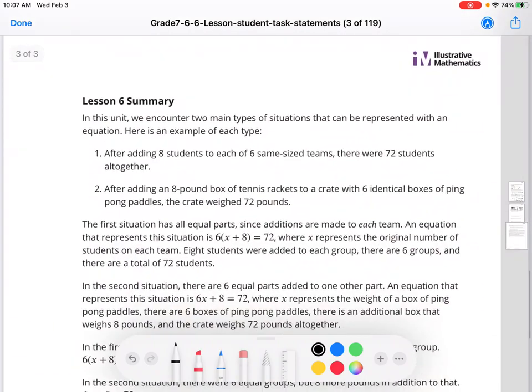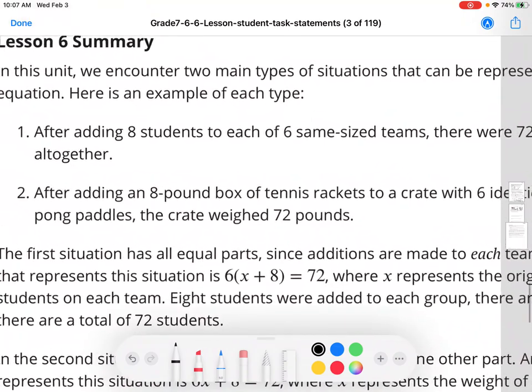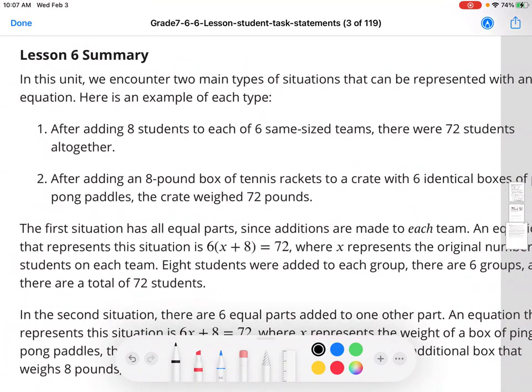So look at the summary. We have, after adding 8 students to each of the 6 same size teams, there were 72 students altogether. So that tells me I had 6 teams that were the same. So I had team 1, team 2, team 3, team 4, team 5, team 6, where X represents the number of players on each of those teams. And then I added 8 to each team. So team 1, I added 8 to.